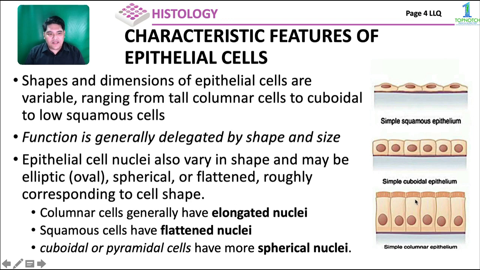Okay, so epithelial cell nuclei also vary in shape and may be elliptical, oval, spherical, and flattened. Magkakaroon kayo ng clue. Kapag columnar ang cell, more of elongated ang nuclei, oval. Kapag naman squamous ang inyong epithelial cell, flattened nuclei. At kapag naman cuboidal, other term, remember, your pyramidal cells, they have more spherical nuclei.